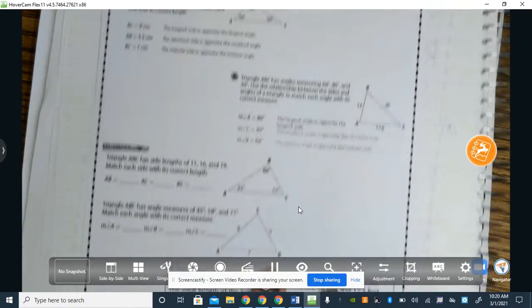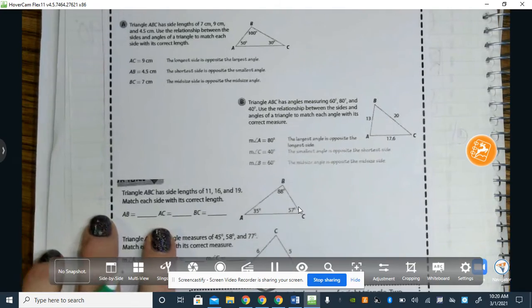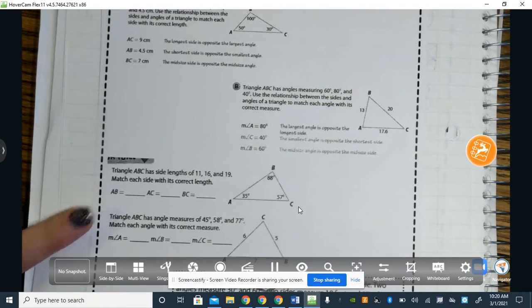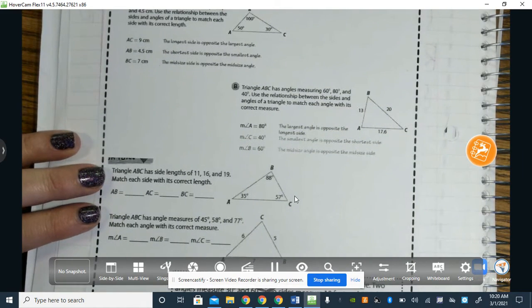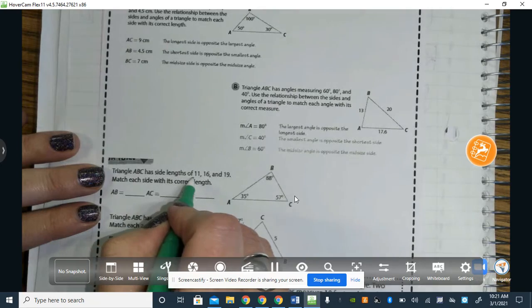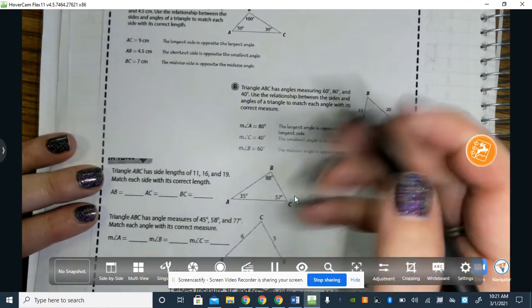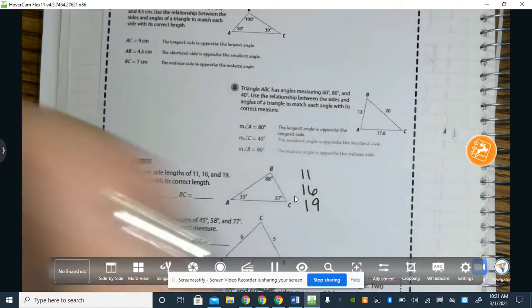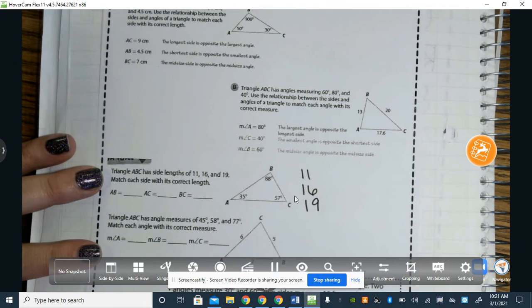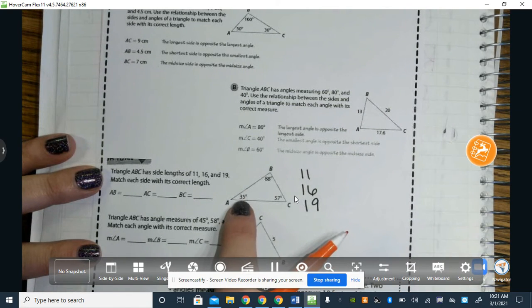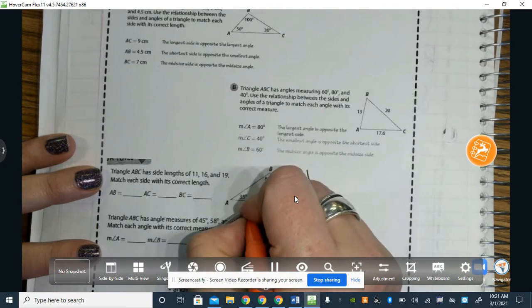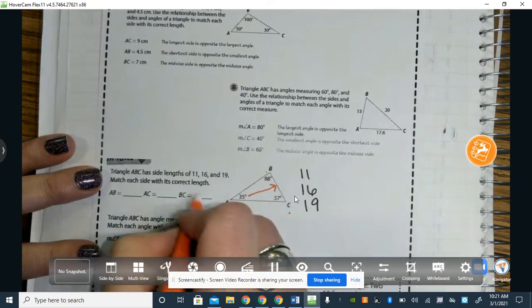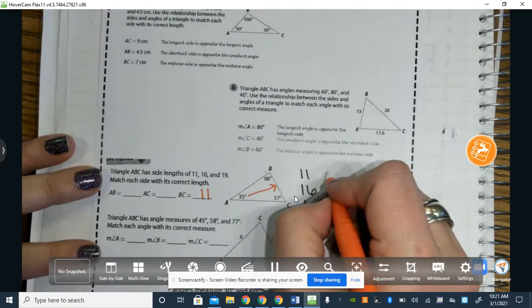Now, when we turn our page over, all this information just said the same thing that we just did. So triangle AB, here we go, has side lengths of 11, 16, and 19. So we have 11, 16, and 19. So if I'm looking, 11's the smallest. So which one's the smallest angle? It's 35 degrees. So what's across from 35 degrees is angle B, or line segment BC. So BC would be 11. So we have that one done.